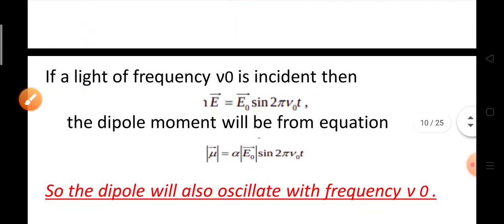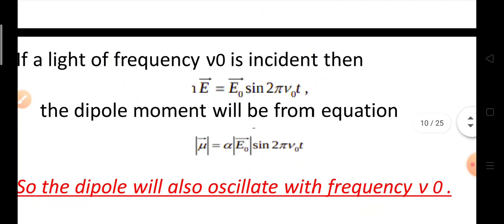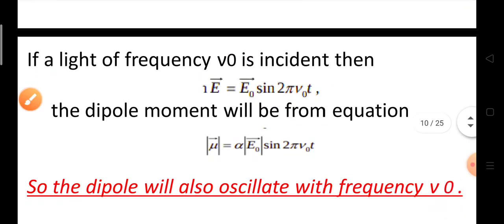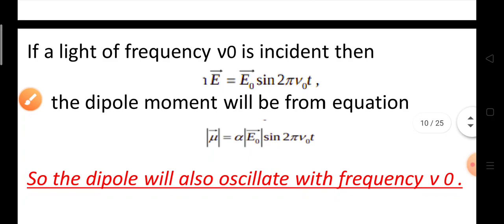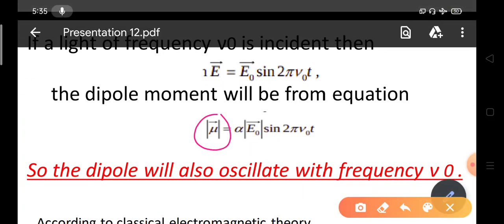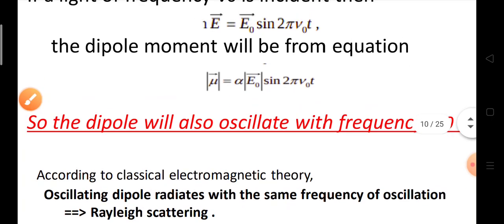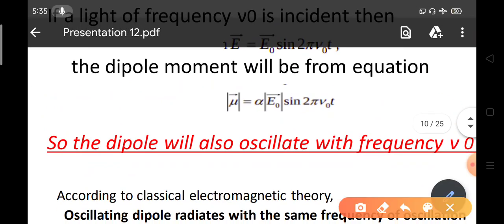Look here, suppose the incident light has a frequency of nu naught, and the incident electric field can be written as E equals E naught sine 2 pi nu naught t. So what will be the dipole moment? The induced dipole moment mu will be alpha into E, that is alpha E naught sine 2 pi nu naught t. Now look here, the electric field is oscillating, so the dipole moment is also oscillating.